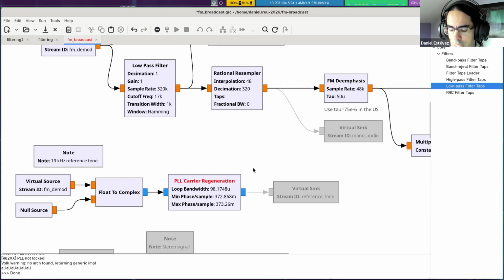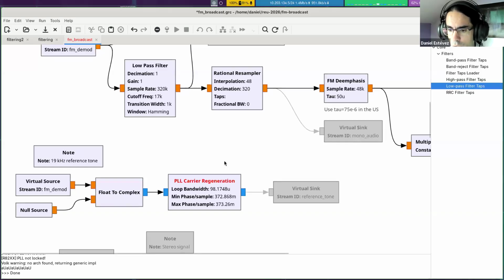Then the next thing is we need to recover the frequency of this tone, because the tone might be noisy, there might be other signals around it. So there is a block which is called PLL carrier regeneration. Because I only have 15 minutes left, I don't want to go into details of what a PLL is. The only thing you need to know about it is that it is a signal processing mechanism that locks to the phase of a signal.